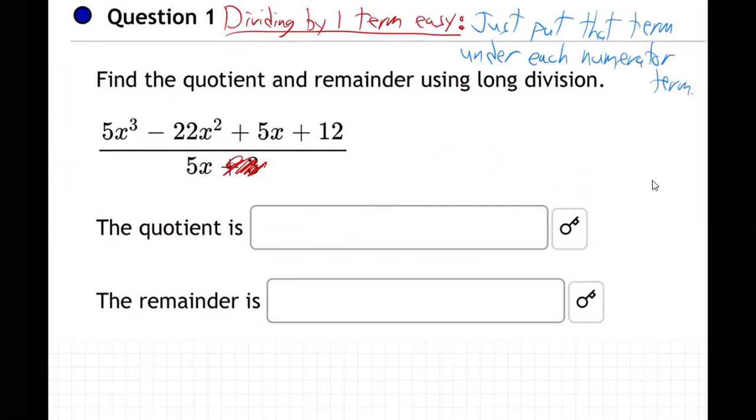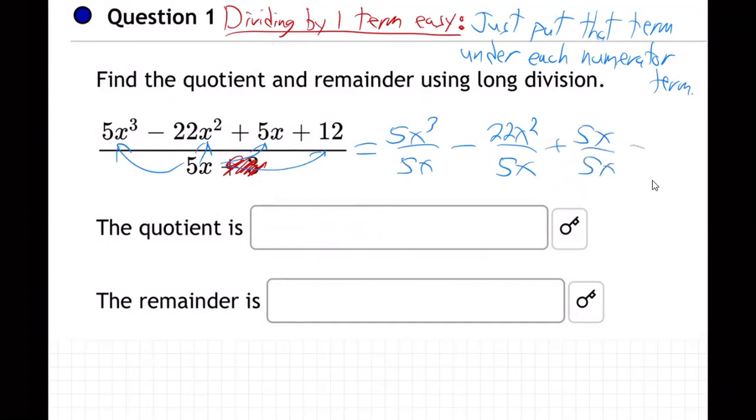If we just had a 5x there, I would just go 5x cubed divided by 5x, minus 22x squared divided by 5. So I'm just going to stick this 5x underneath all of them. Plus 5x divided by 5x, plus 12 divided by 5. So it'd be a piece of cake. I just put that 5x underneath all 4 of those, and then I would just reduce.